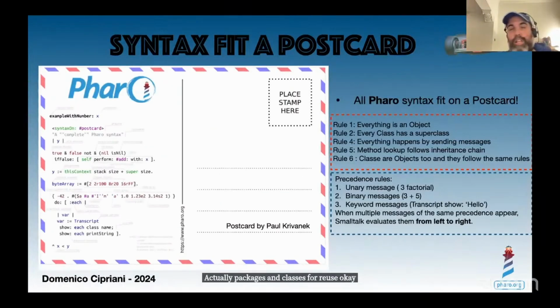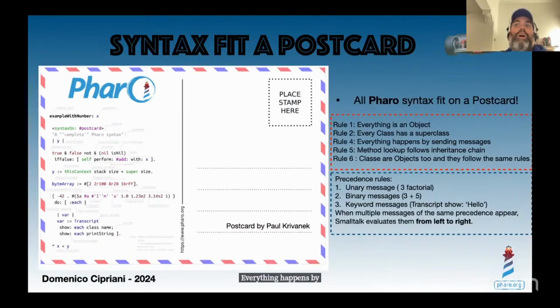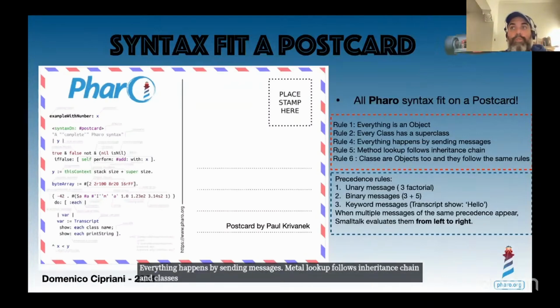The syntax of Pharo fits on a postcard. It's very concise, it's very easy to learn. We have 6 rules, as you can see there. Everything is an object, every class has a superclass, everything happens by sending messages, method lookup follows the inheritance chain, and classes are objects too, and they follow the same rules.